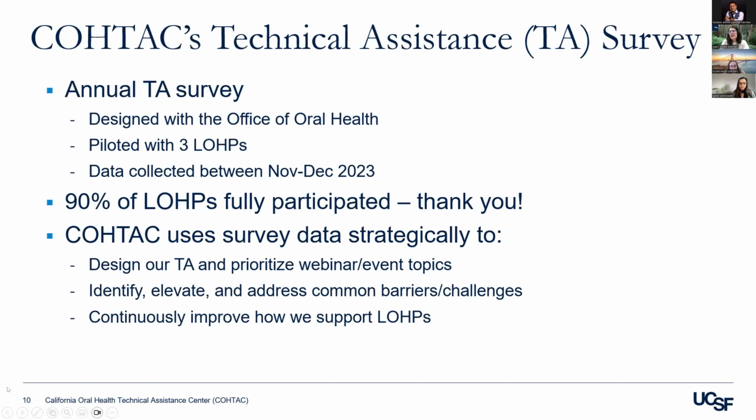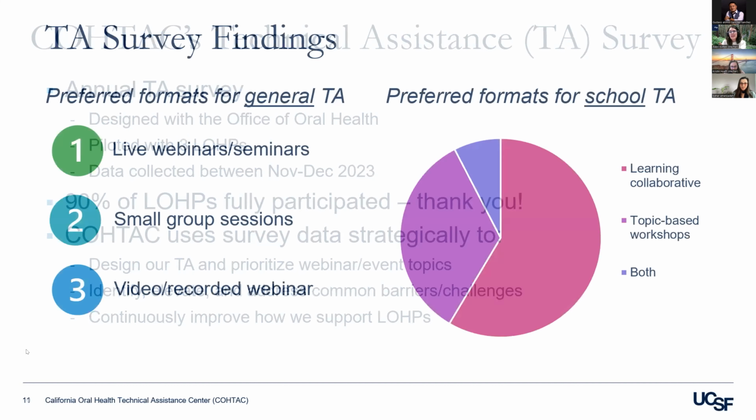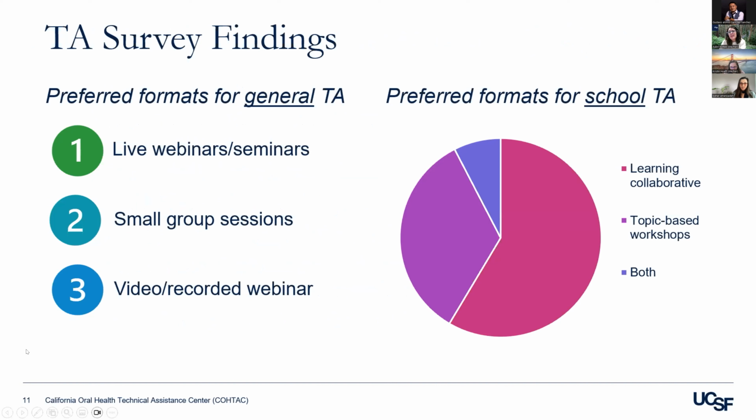that we're going to be using, like it says on the slide, to really strategically design the kind of technical assistance that we can deliver to identify, elevate, address, and amplify the common barriers and challenges that you've told us, and to help our team continuously improve what we do and how we support you. So to share back some of the data that we've learned, I wanted to give you a little preview, just a snapshot of some of the data that we have.